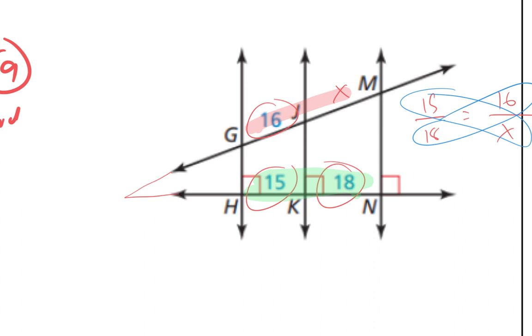Just like that. So if we did the x first, x times 15 would give you 15x. And then 18 times the 16 is going to give us 288. Then we're just going to divide by 15. If you push that divide by 15, you're going to get 19.2. So that's all we have to do on that, just set up the proportionality.